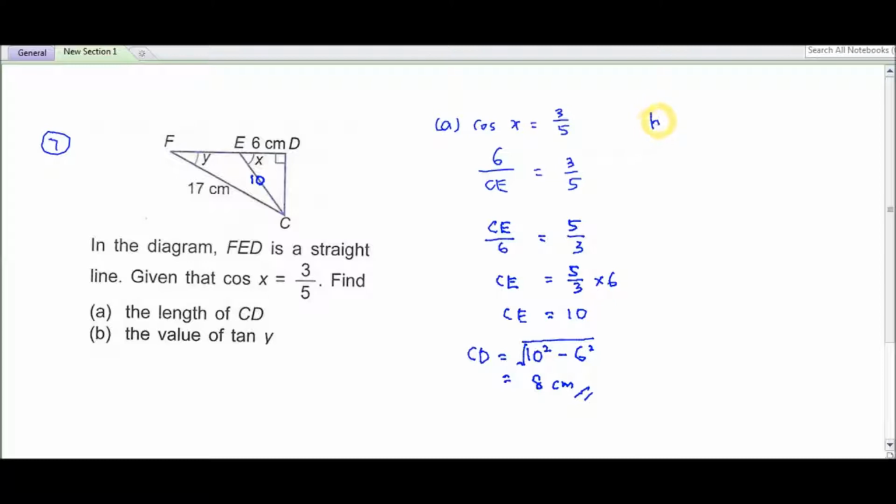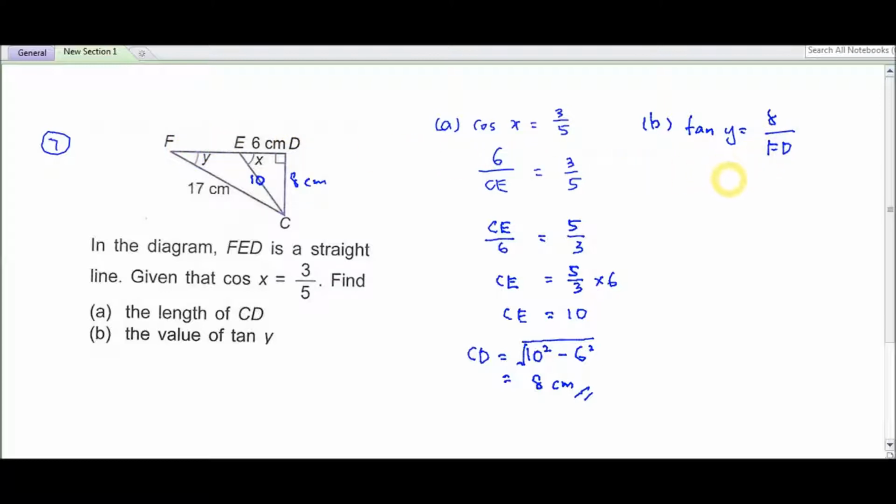How about B? So we know that this is 8 centimeters. It's better that we write down the info that we got onto the diagram, so it's easier for us to solve the second part. Sometimes we need to use it. The value of tangent y. Tangent y is TOA. Tangent y is equal to opposite, which is 8, over adjacent. We don't have the adjacent here, FD.